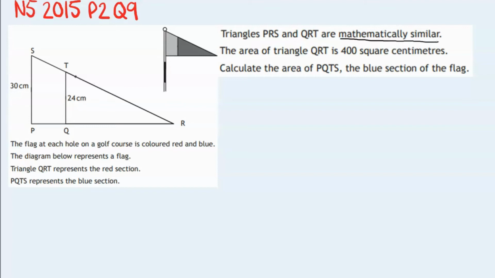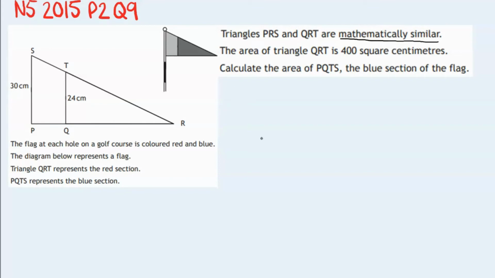Now, if we look at this diagram, we don't have two separate shapes of triangles, but if I look at this one diagram, I should be able to identify a small triangle and a bigger triangle, okay? So that's typically what happens as well. So the area of the triangle QRT, the smaller triangle, that's 400 square centimeters. And what we have to do is calculate the area of PQTS, the blue section of the flag. So this sort of rectangular shape here, okay?